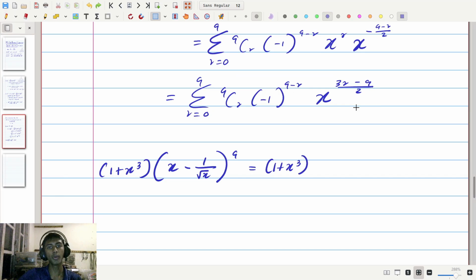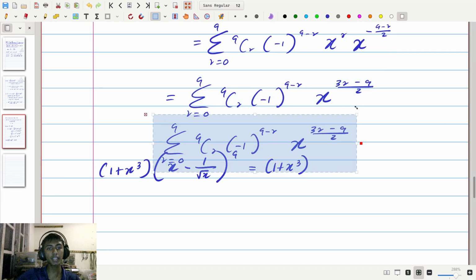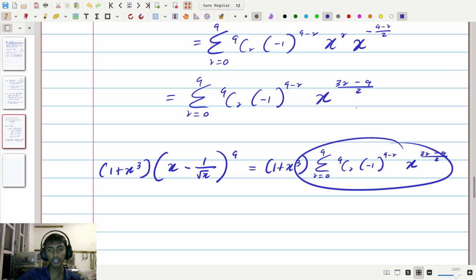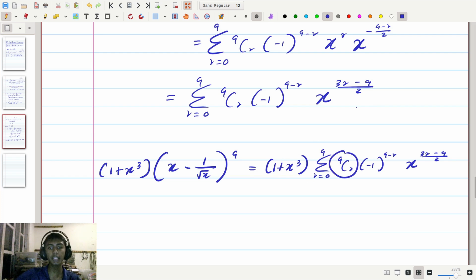So we can take this sum, we can actually copy and paste it right in, substituting it for our expression over here. If we do that, we can see that what we have now is just 1 plus x cubed times all of this. We can actually distribute this 1 plus x cubed into this sum here. We can do that by the fact that 1 times this sum is just this sum, and x cubed times this sum is going to be the sum from r equals 0 up to 9 of 9 choose r times negative 1 to the power of 9 minus r times x cubed times this thing here, and it's not going to be a problem since x cubed is a constant with respect to r.